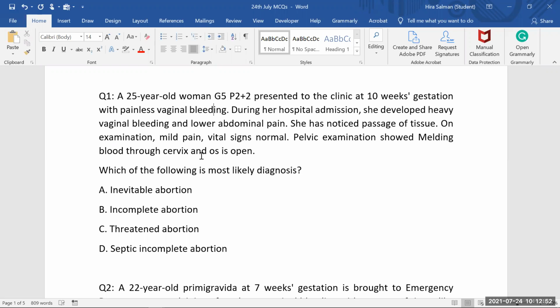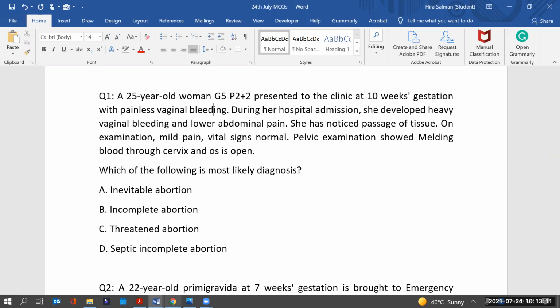Anyone? It's A, inevitable abortion, or do you think it's an incomplete abortion? Because see, the question is saying that the patient has noticed passage of tissue. So some RPOCs have already passed, and some are still inside. That's why the os is still open. So if you could just have a look again.